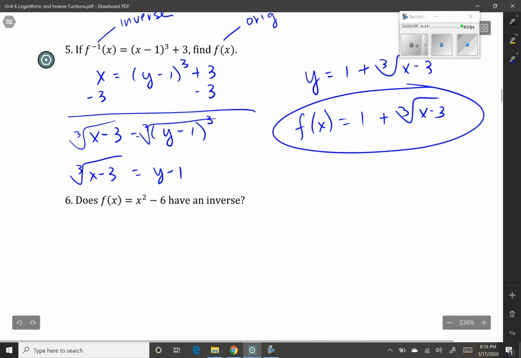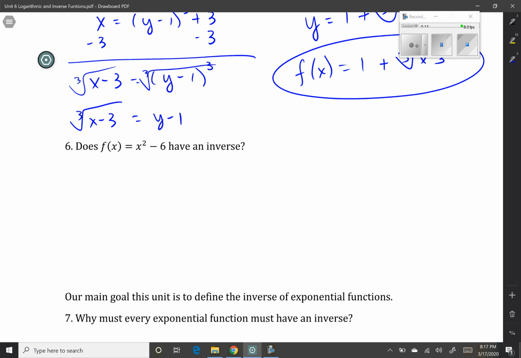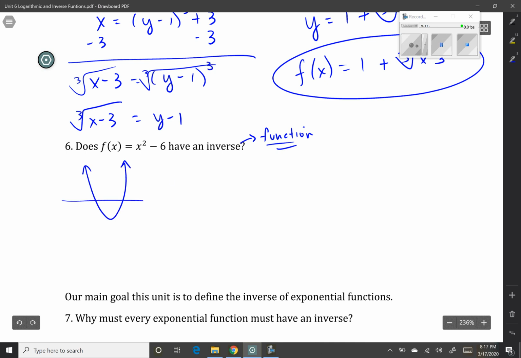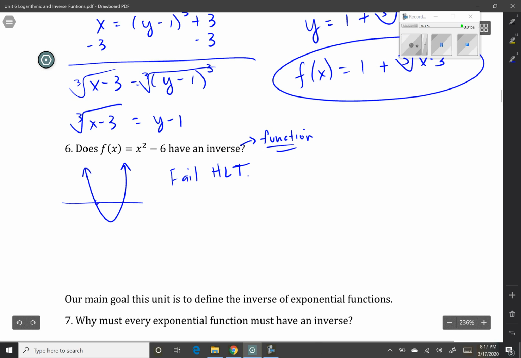Number 6 says, does f of x equal x squared minus 6 have an inverse? All right. Everything has an inverse, but we're asking here, does it have an inverse function? Because remember, we care about things that are functions. So the graph of x squared minus 6 is a parabola. It's going to fail the horizontal line test, meaning it does not have unique y values. So the x values are all different, but some of the y values are shared. For example, these 2 points would have the same exact y value. That's what failing the horizontal line test tells us.